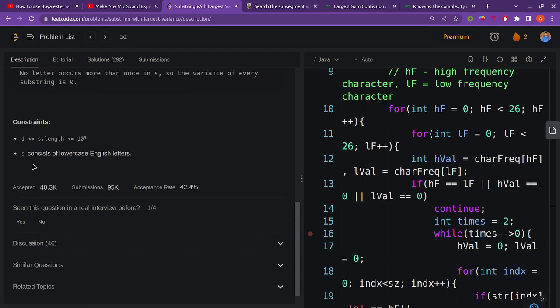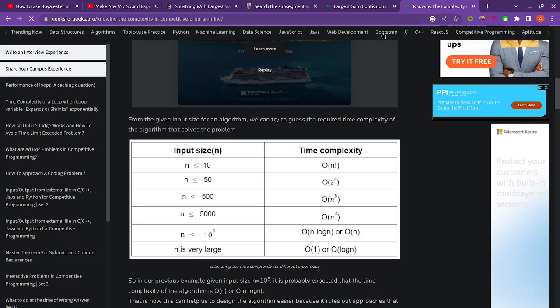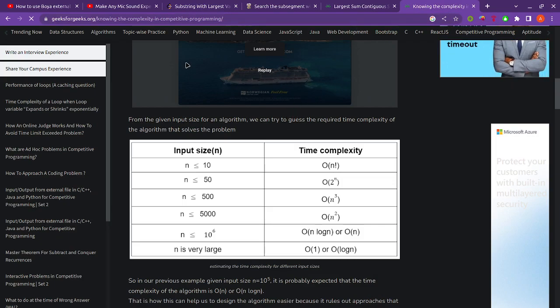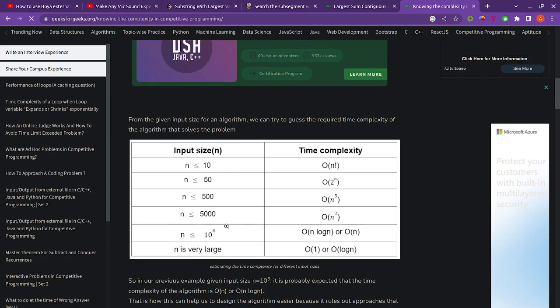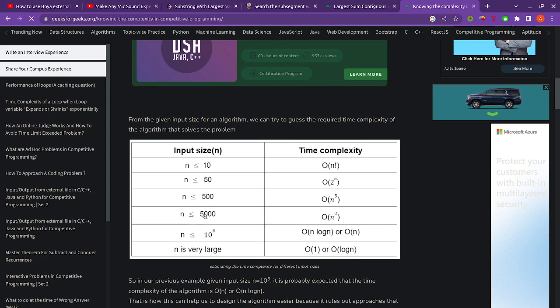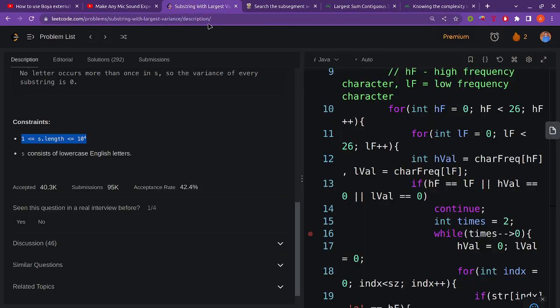Then a few example test cases are given, and the major part of the problem lies in the constraints. The length of the string is given as 10 raised to power 4. So for this size of input we cannot write an n square solution or any solution with time complexity beyond n square. If you are not familiar with how input size determines the time complexity of the solution that would be accepted, I will provide the link of this GFG article in the description. According to this article, between 10 raised to power 3 and 10 raised to power 6, only n log n, n, O(1) and log n solutions are accepted.